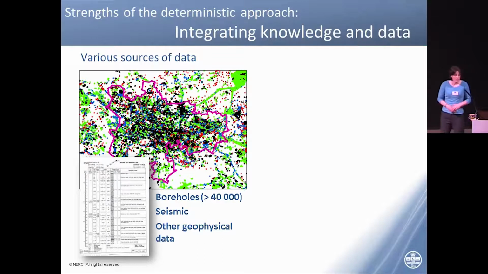And one of the main advantages of using this type of modelling is the capability for integrating a whole range of different sources of data. So in the Glasgow area, we've got stacks of boreholes. We've got over 40,000 just for the Glasgow area, and the pink outline there is the city boundary of Glasgow, and all of these are just the ones that are held in a BGS database. And you can also integrate seismic or other geophysical data into your modelling process.